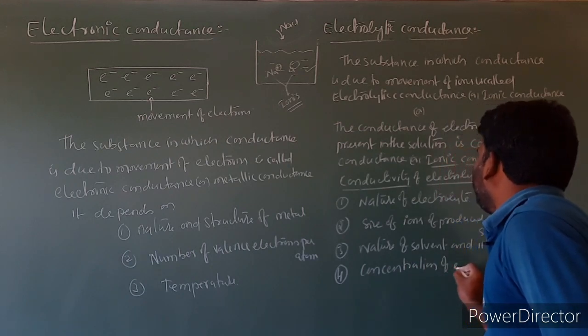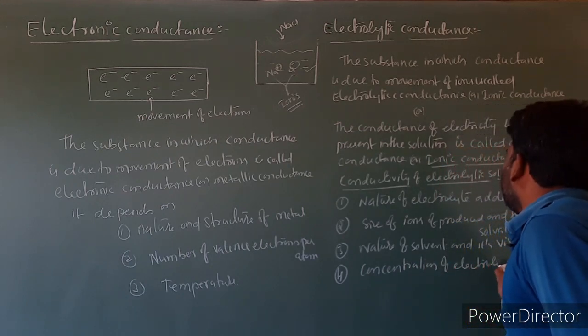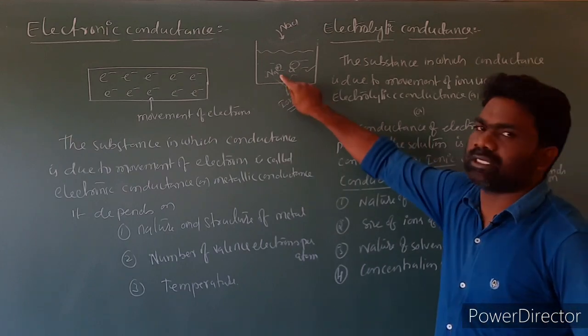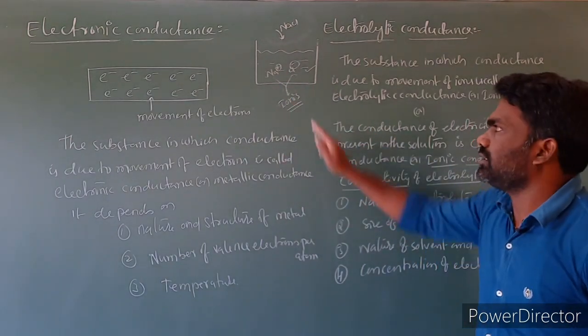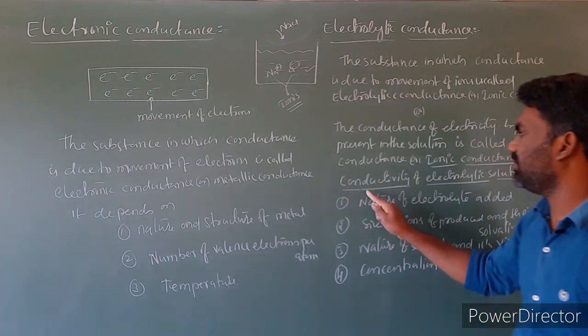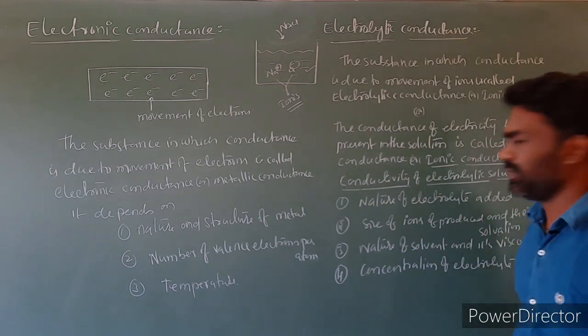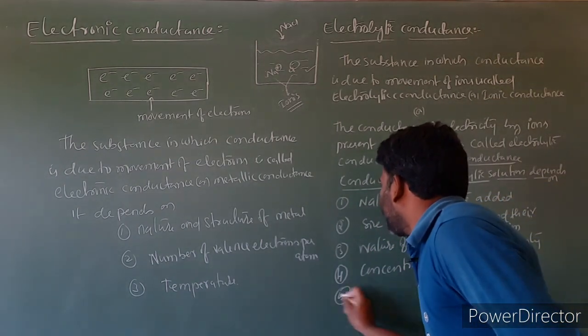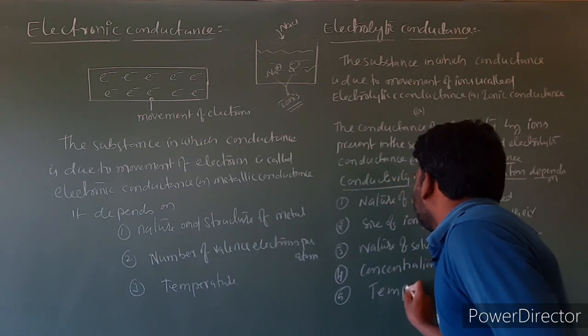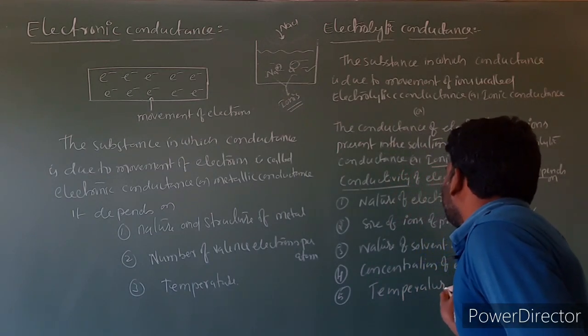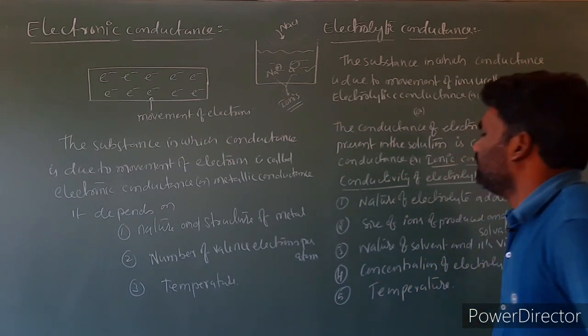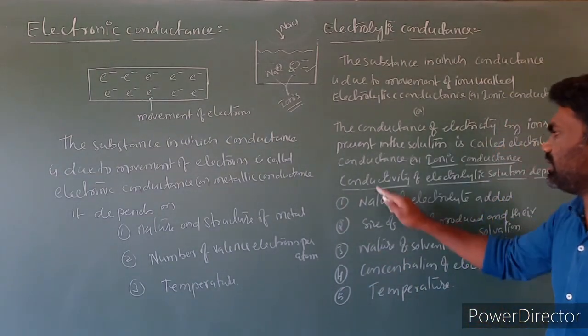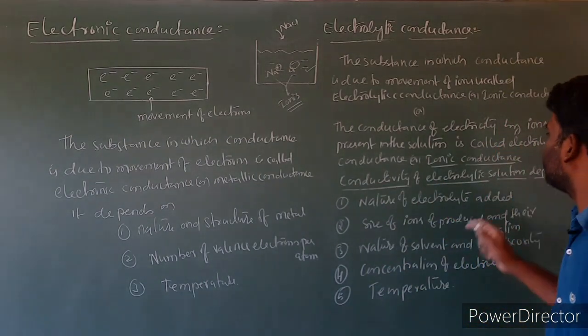Concentration of electrolyte. What electrolyte is there, what is its concentration, that concentration of electrolyte will decide the conductivity of the electrolytic solution. And the last one is temperature. So these are the factors that influence the conductivity of an electrolytic solution.